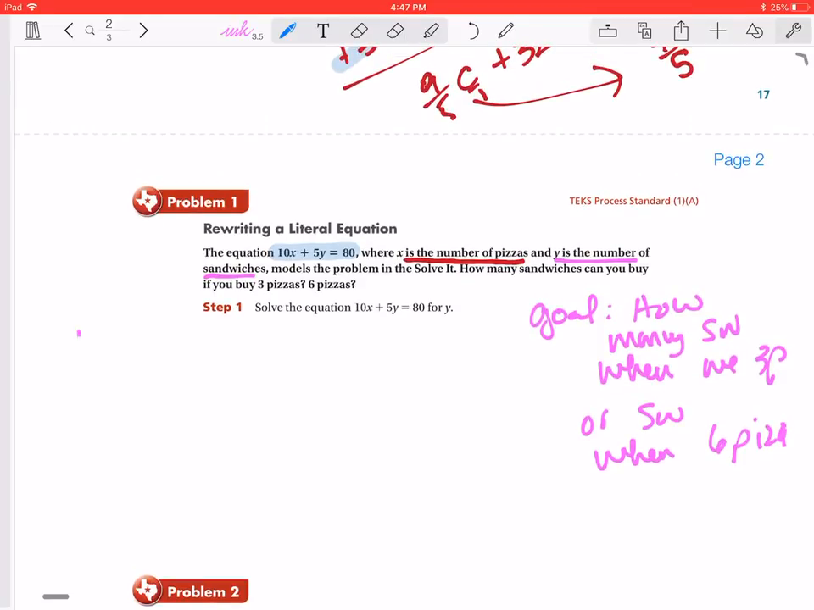All right. Now, X is the number of pizzas. So we know X is the number of pizzas. And we know Y is the number of sandwiches. Okay? We're given the equation. So that means 10 times the number of pizzas and 5 times the number of sandwiches will give us our total, which is 80. Okay? $80. Essentially, we have $80. This is most likely what we're looking at as their budget. Okay?